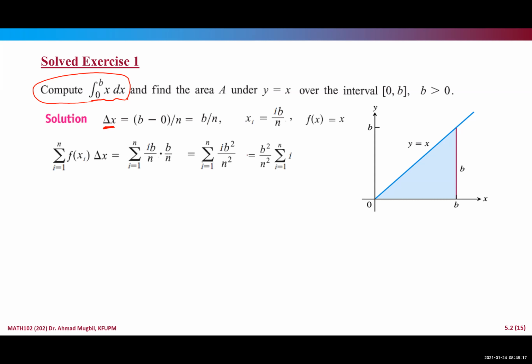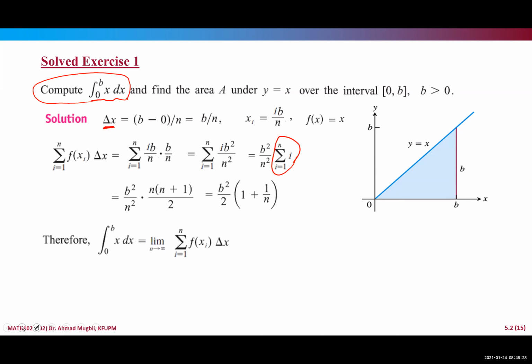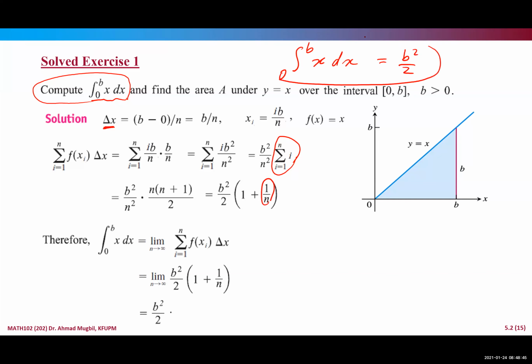Then you can take b squared over n squared out because it is a constant. Now you can just notice that this sum is of course n times n plus 1 over 2. Now simplify, take the limit. In this case, the limit of the extra term will be 0, shabab. The limit will be b squared over 2. Now we can generalize this: the integral from 0 to b of x dx, what is it, ya shabab? It is b squared over 2. Keep this in mind. Khalas, we can use it always because we have proved it.